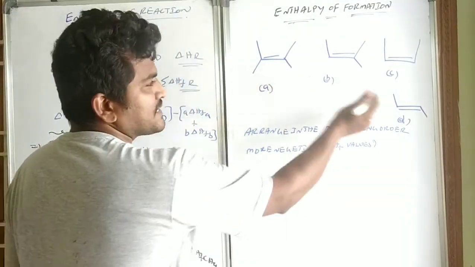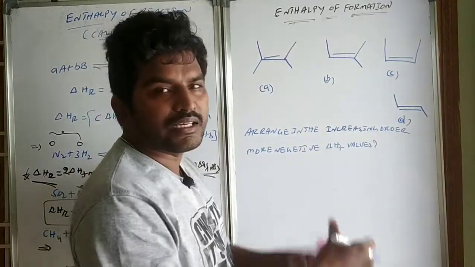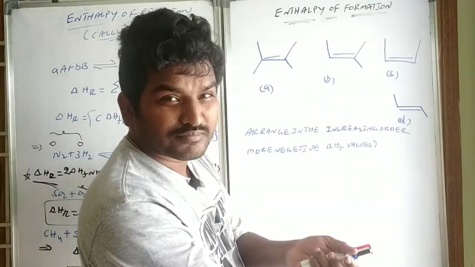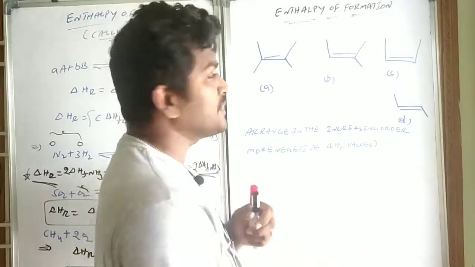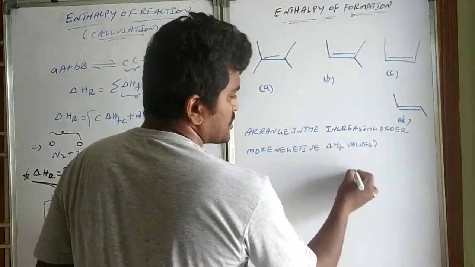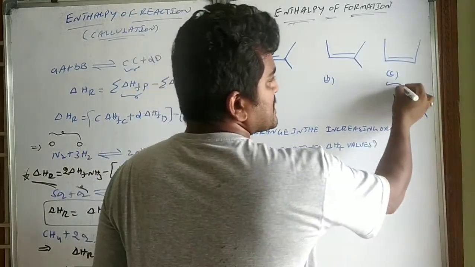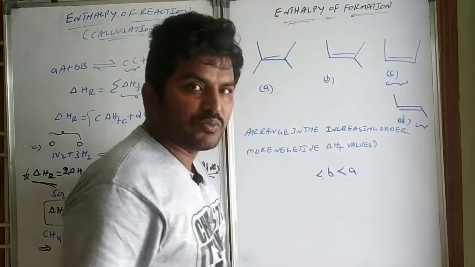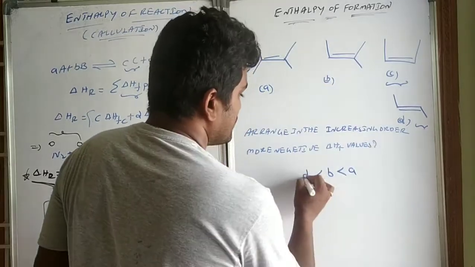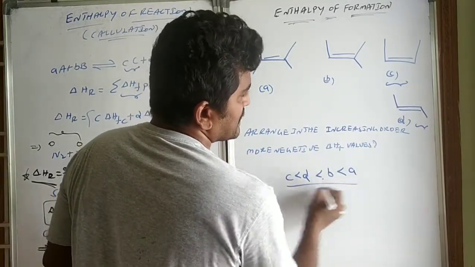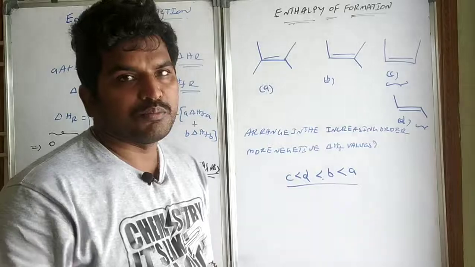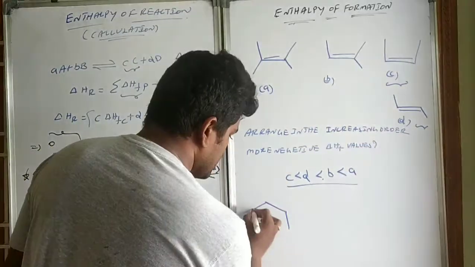So as the molecular weight increases, automatically the stability also increases. So A is more stable, so A will be maximum, after that B. Among cis form and trans form, which is more stable? Trans will be more stable, so that will be having the more negative enthalpy of formation. Let us see these compounds.